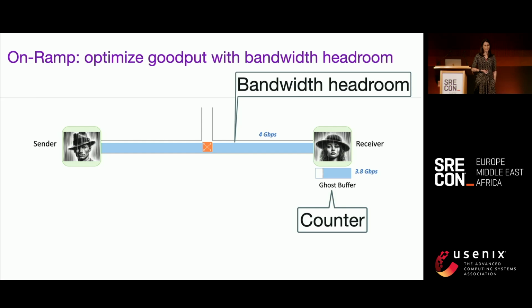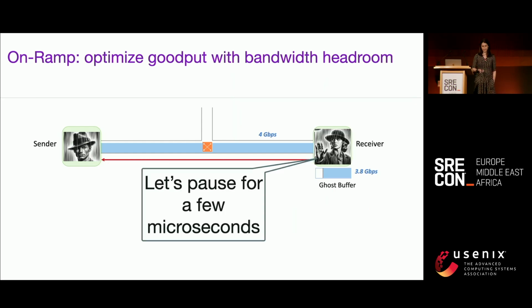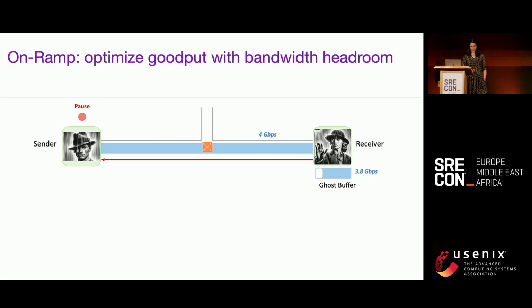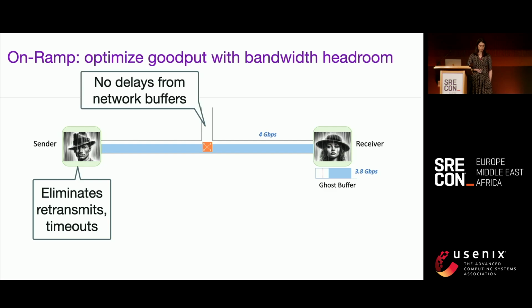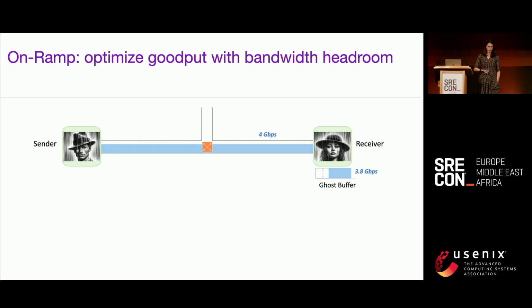And if Clyde hits that, then Bonnie is going to tell Clyde to pause for just a few microseconds, and the buffer is going to drain a little. So this way, she's optimizing the good use of the throughput. So she never even gets to those buffers in the middle. She can extend this one step further.